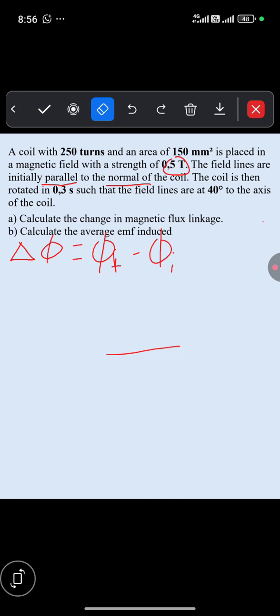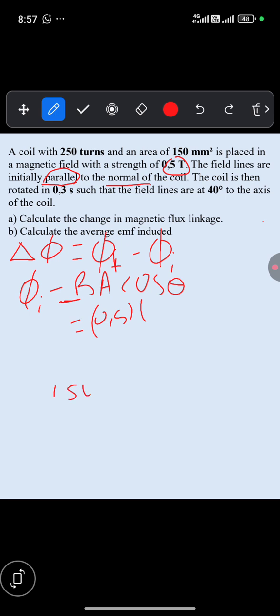Right. So we want magnetic flux when we are given the magnetic field strength, which is 0.5 Teslas. So now we use the formula. We want the change in magnetic flux. If we read the question, the change in magnetic flux is equal to the final flux minus the initial flux. So I'm going to calculate the initial flux first.